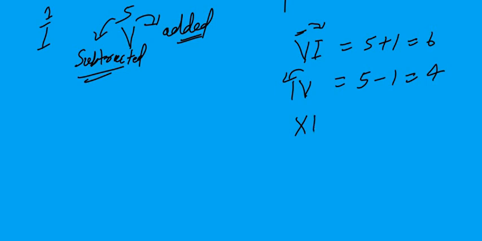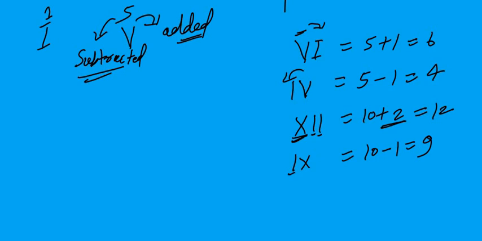If I write XII, it will be 10 plus 2, 12. But if I write IX, what will it be? 10 minus 1 is equal to 9. So this is a very simple rule. If the greater value is X and I is smaller, when I is written on the right side, it will be added. Here I have written I on the left side, so it will be subtracted. So this is the third rule, in which the value depends on when you add and when you subtract.